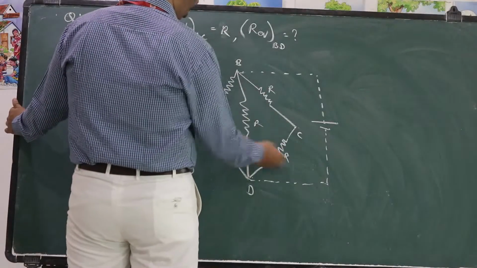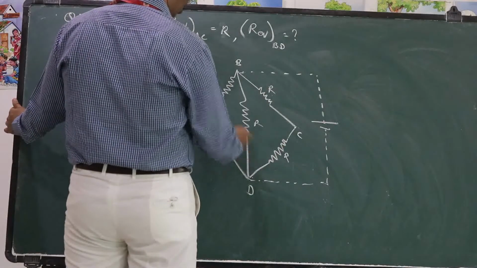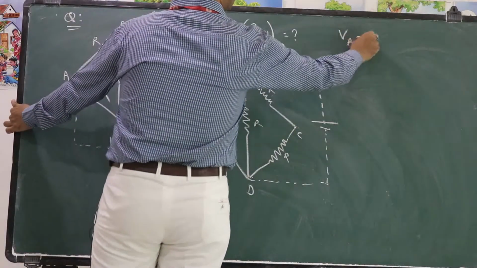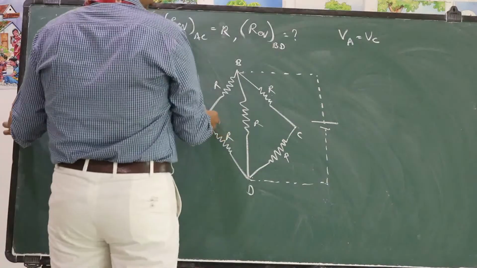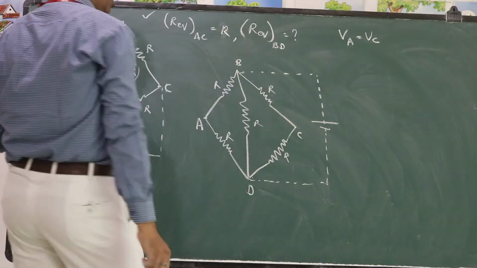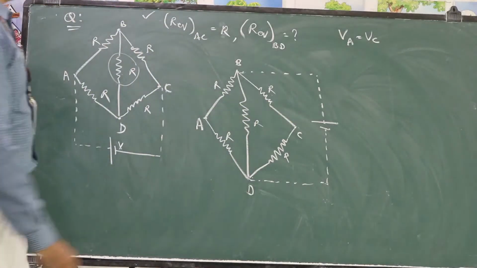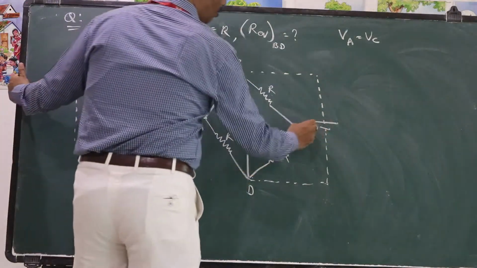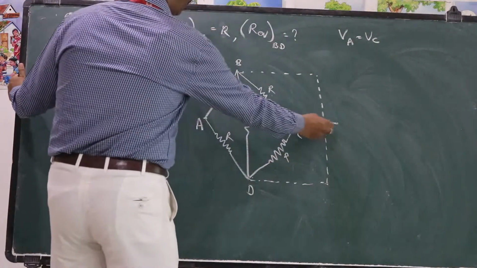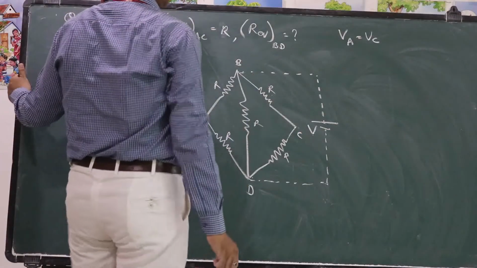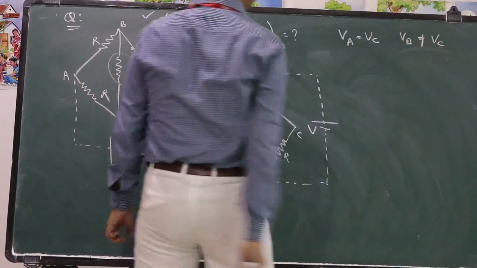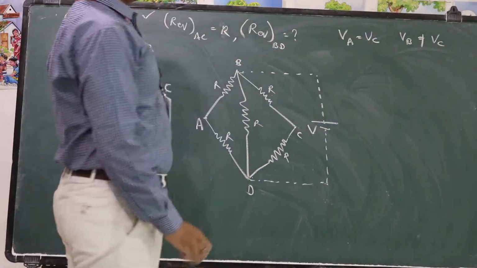Again, P by Q is equal to R by S, ratio of resistors. So, potential at A is equal to potential at C. But there is no wire connecting between A and C. So, we cannot avoid this R. This R is connected between B and D. Between B and D, there exists a potential difference V. So, potential at B is not equal to potential at D, and we cannot avoid R in this case.